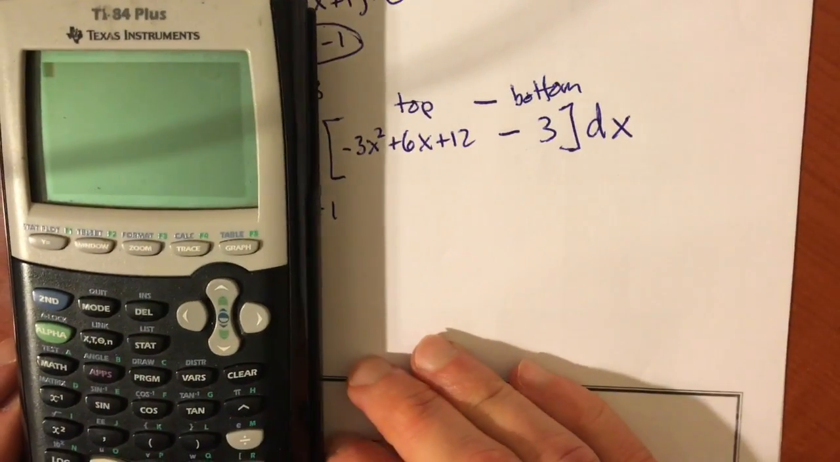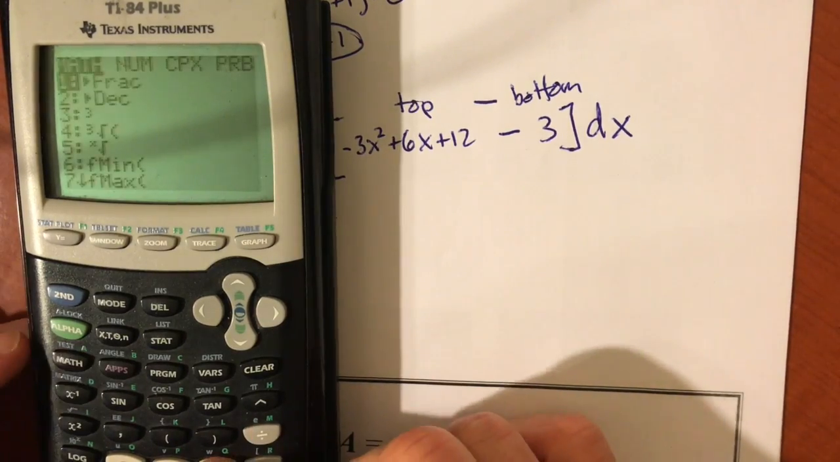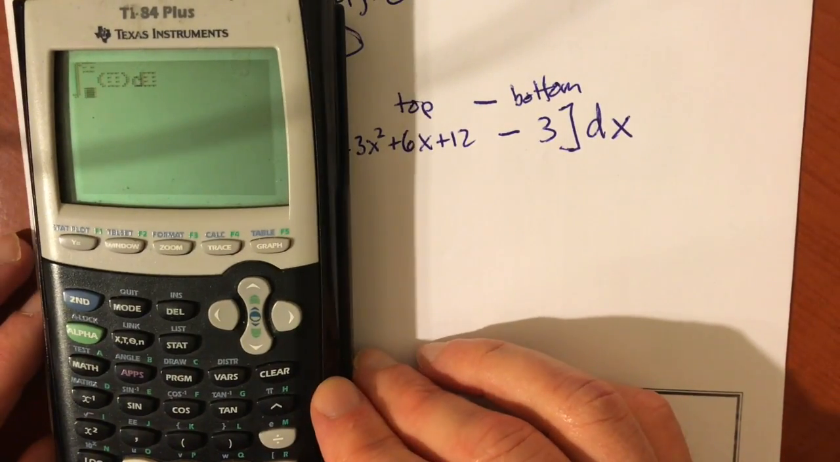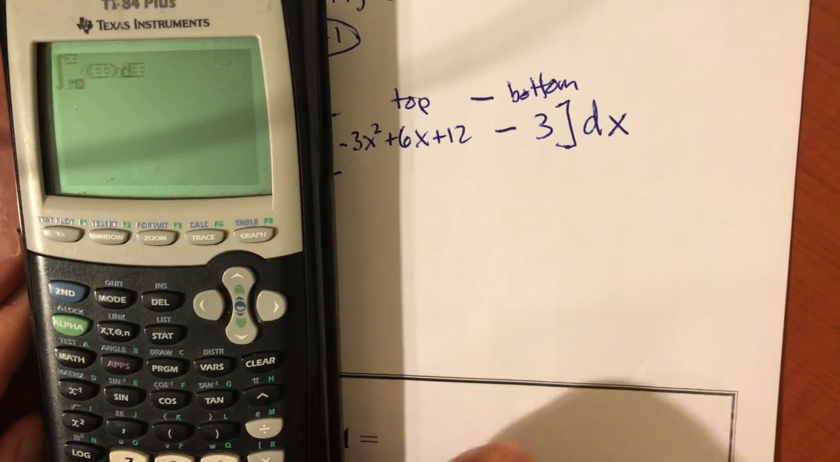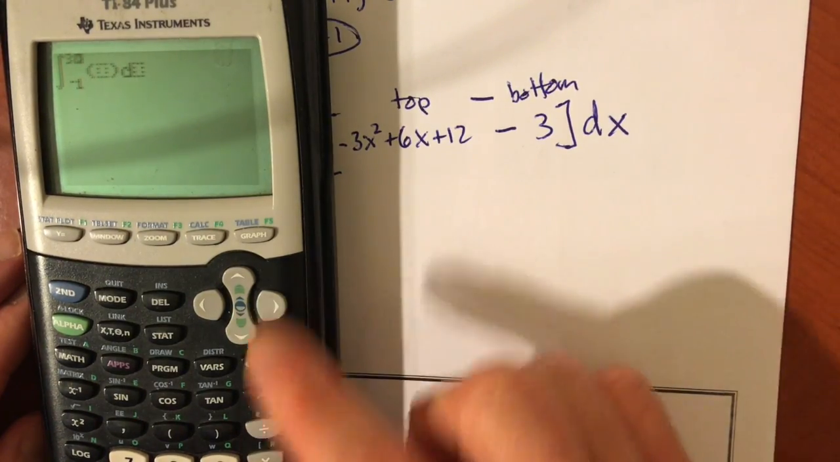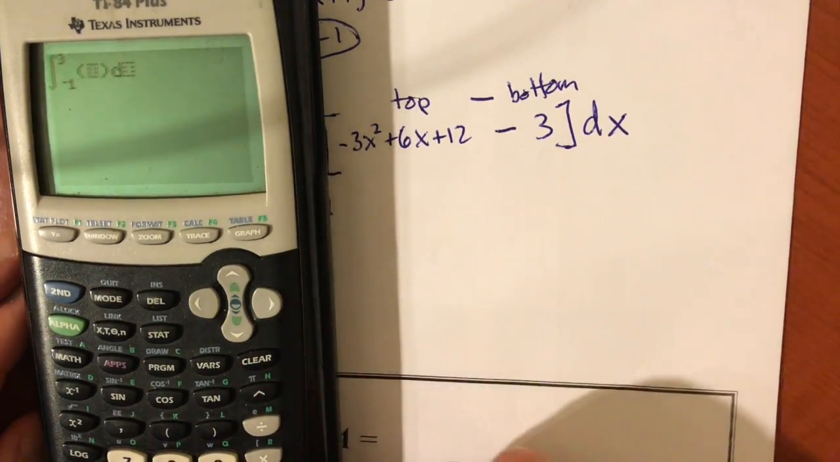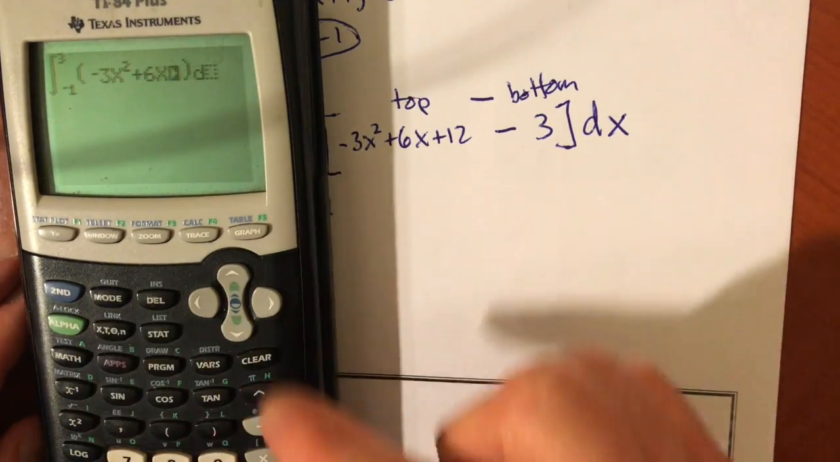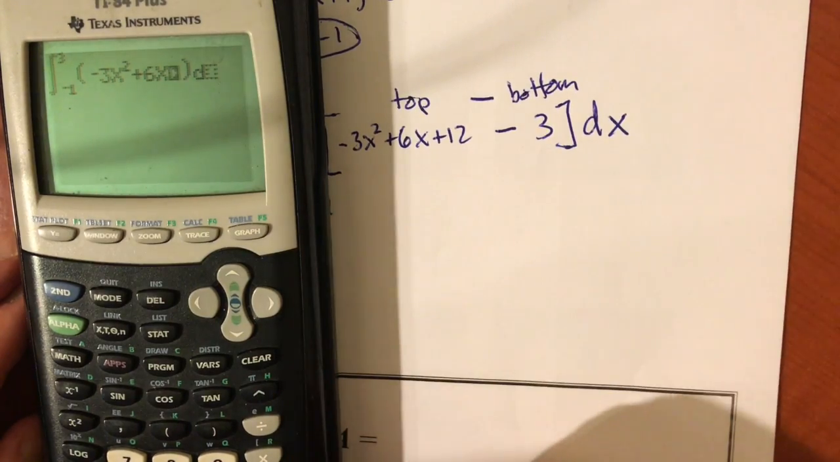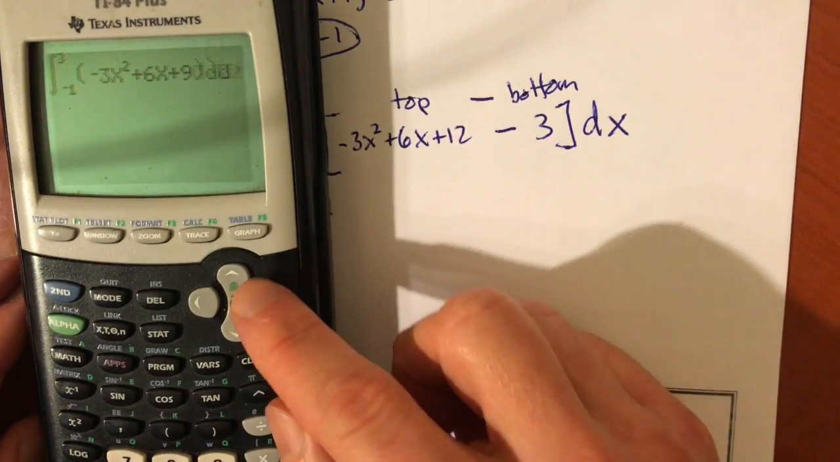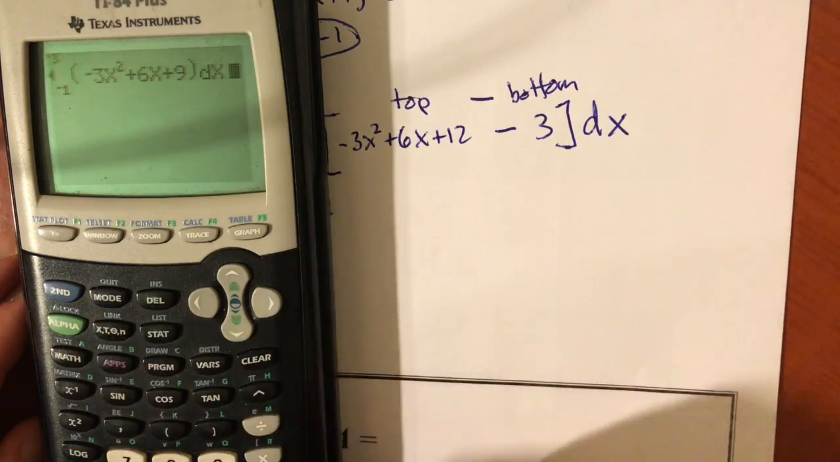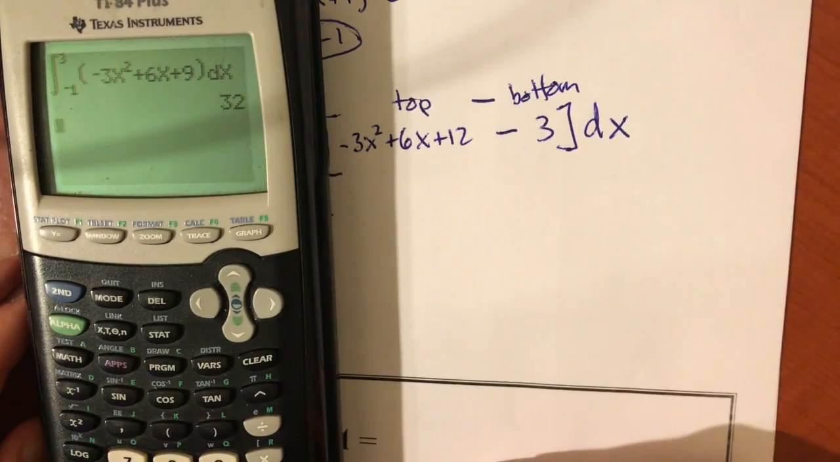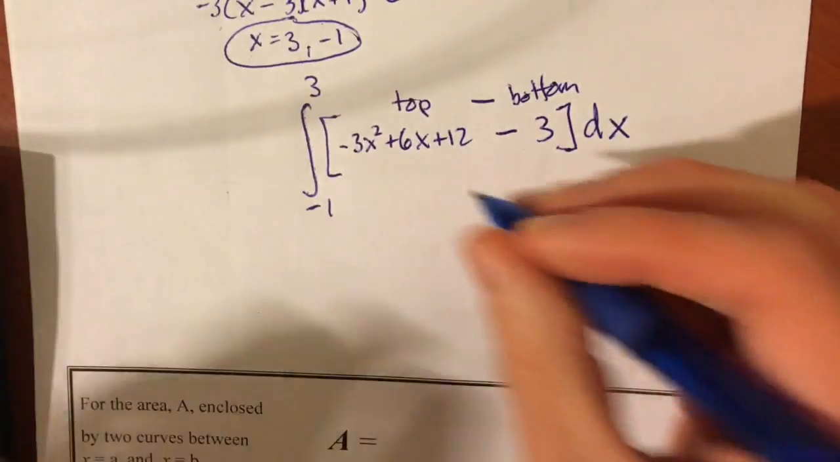And so we'll go back to the home screen here. Math 9, maybe you've forgotten where these buttons were because you didn't need them this year, but we're going from negative 1 to 3 of negative 3x squared plus 6x plus 12 minus 3, or you know what, I can do that one on my own. That's plus 9 with respect to x. You get 32 on the dot. Amazing.